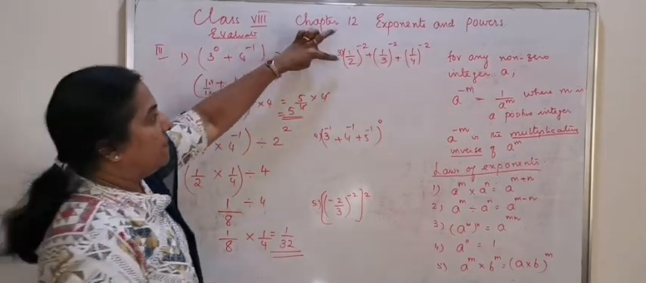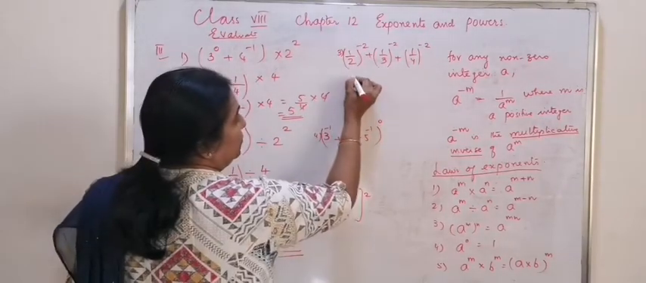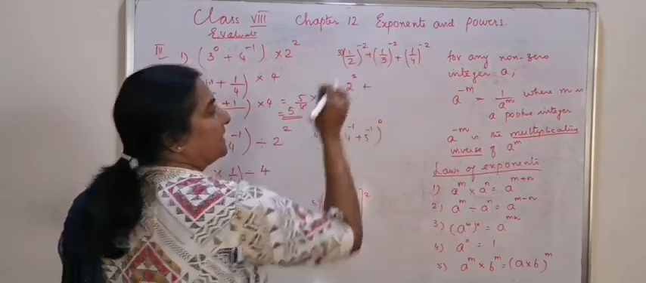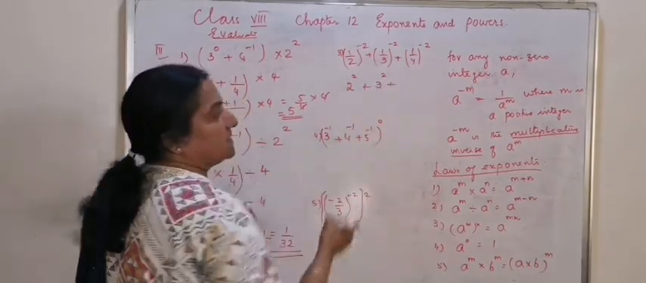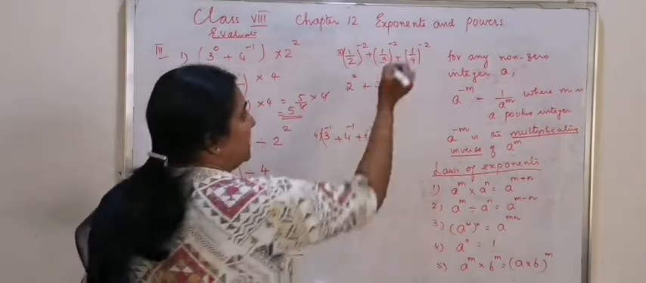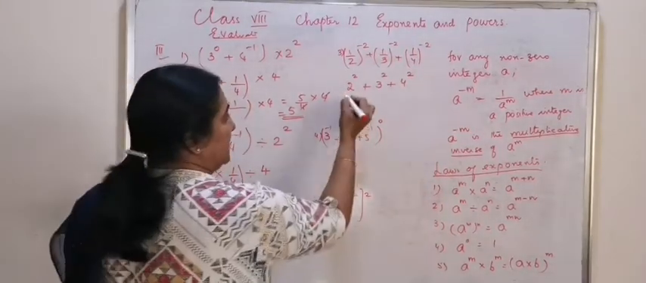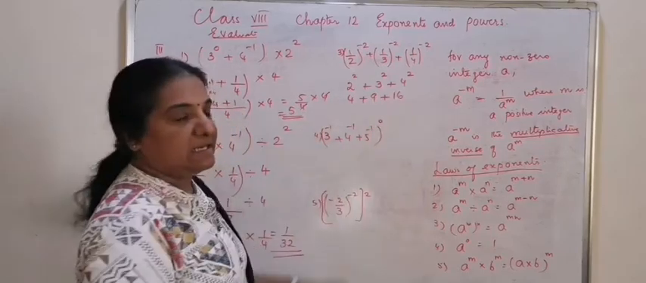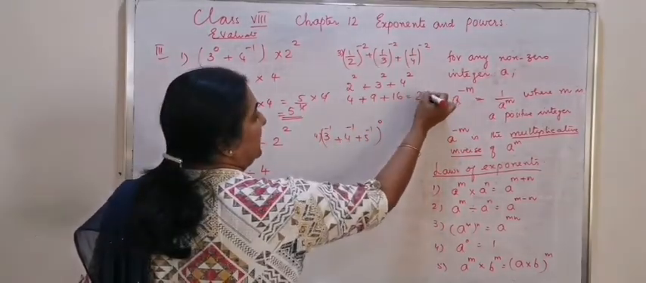Third question. 1 by 2 to the power of negative 2 is the same as 2 to the power of 2, plus 1 by 3 to the power of negative 2 is 3 to the power of 2, plus the reciprocal of the base into a positive exponent. 1 by 4 to negative 2 is 4 to the power of 2. 2 square is 4, 3 square is 9, 4 square is 16. 16 plus 4, 20, plus 9, 29.